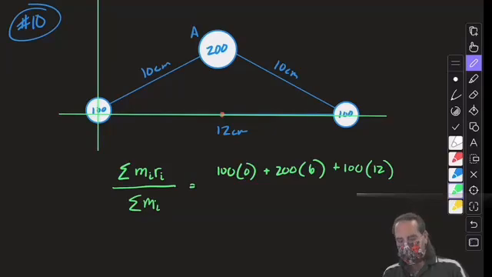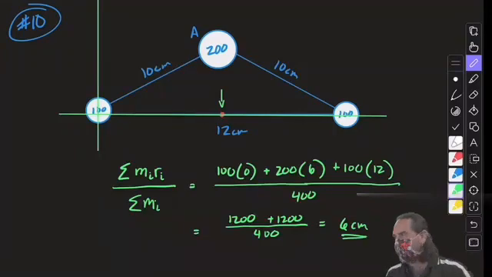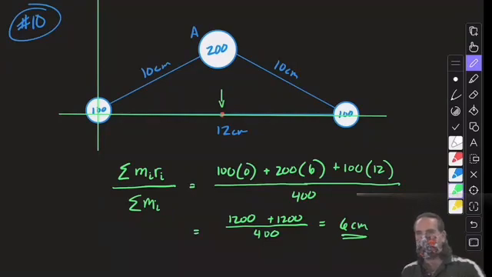Now, I'm pretty sure this is going to work out to have my X one right here in the middle because this is symmetrical. But just kind of proving it to you, take all of that. The total mass is 400. So when I work out the top, I get 6 times 200, that's 1200. And 12 times 100 is 1200. And then I have to divide by my total mass of 400, which comes out to be 6 centimeters. So the X coordinate for the center of mass is 6 centimeters.